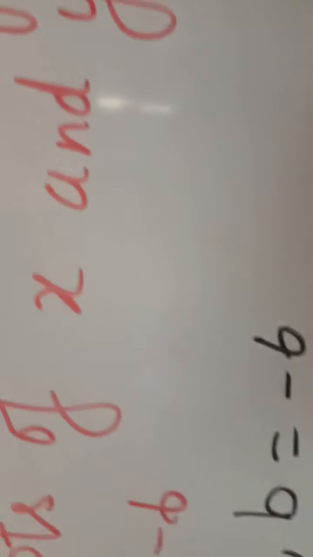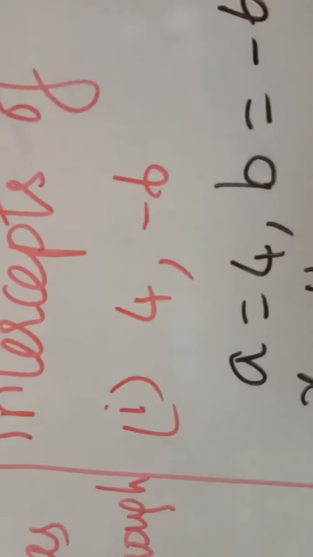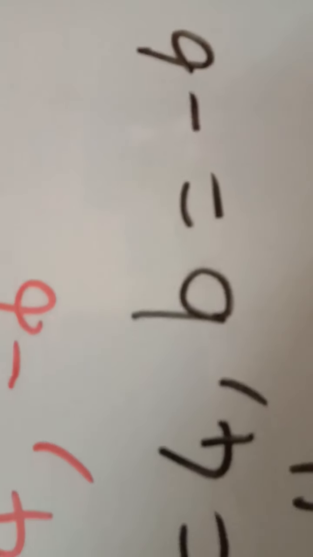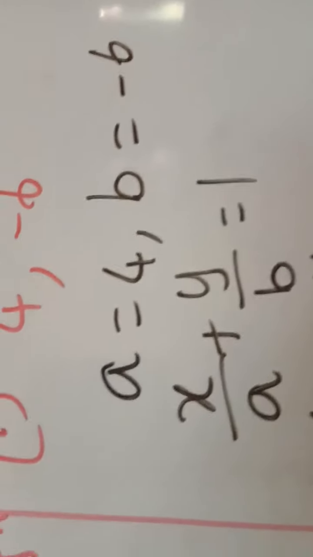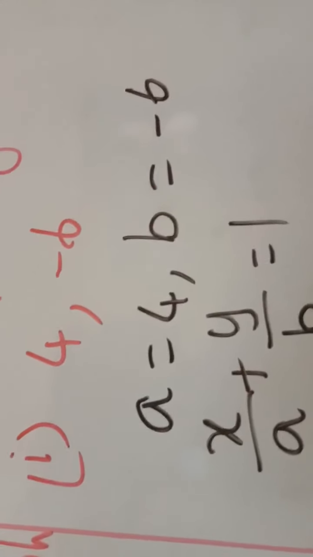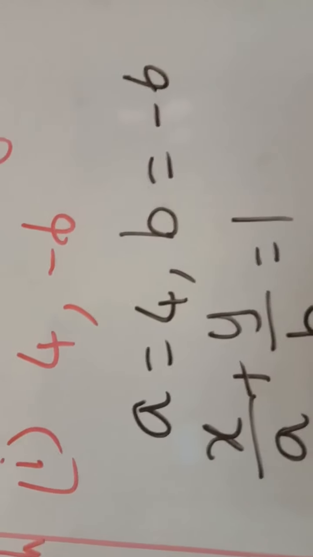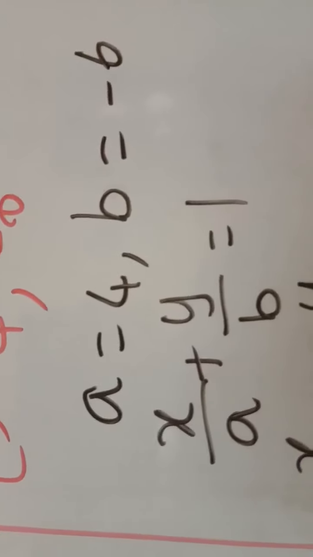Okay. Now find the equation of the straight line whose intercepts of x and y axis are given. Okay. Intercept on x axis and y axis. Intercept on x axis we use it denoted as a. Intercept on y axis we use it denoted as b. Okay. So a is equal to 4, b is equal to minus 6. You should not change the order. First one is x intercept, second one is y intercept. If you change the order, the equation will be totally changed.